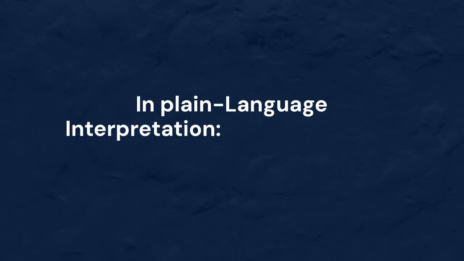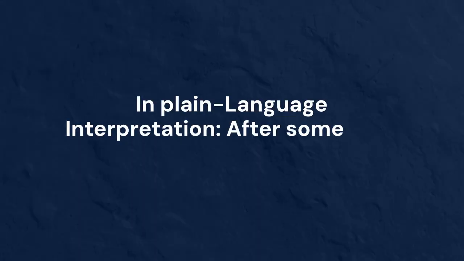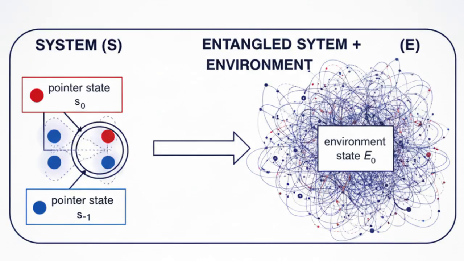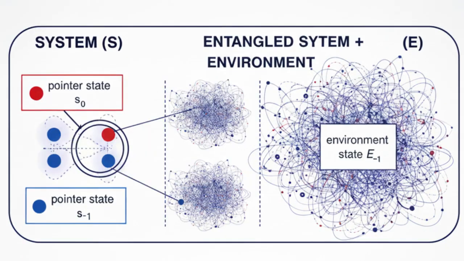In plain language interpretation, after some time has passed, the system and the environment have interacted. Because of this interaction, the system is no longer independent of the environment. They are now entangled. The system still has the possibility of being in pointer state S0 or pointer state S1, just as before. However, now each of those alternatives is tied to a different state of the environment.